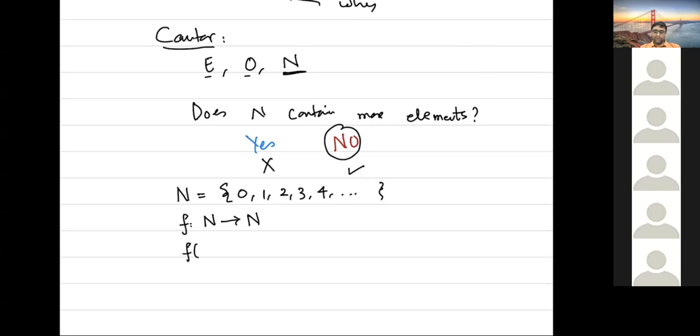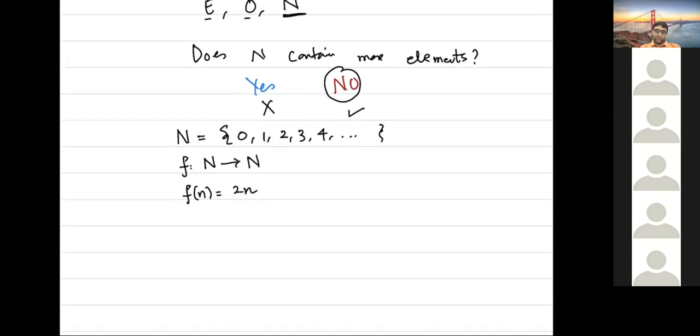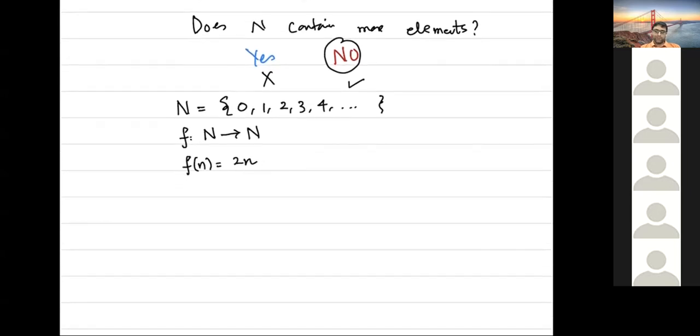And this function f is defined as 2n. So whatever you get from here, just multiply it. When you multiply 0 by 2, what do you get? 0. When you multiply 1 by 2, what do you get? 2. When you multiply 2 by 2, what do you get? 4, and 6, then 8, and then 10, and then 12, and so on and so forth.